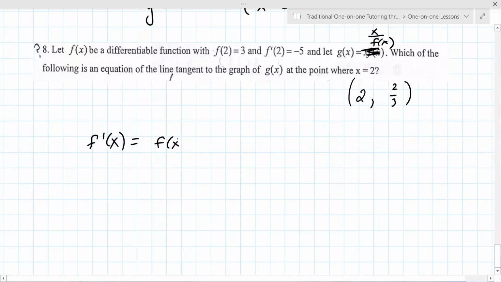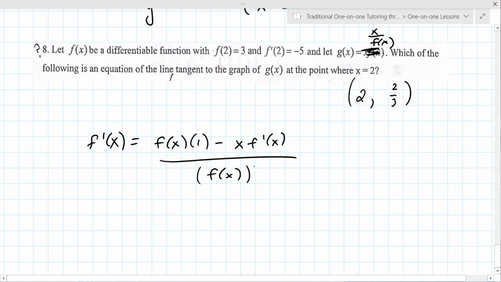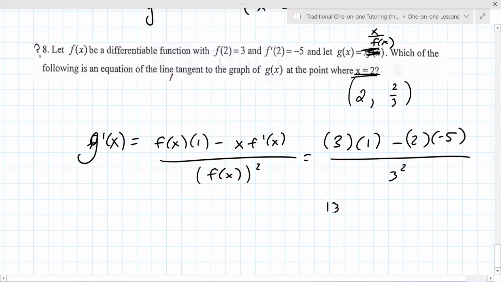So it's the bottom times the derivative of the top, which is 1, minus the top times the derivative of the bottom, all over the bottom squared. This is g prime, doing it for 2. So we need f of 2, which is 3, times 1, minus 2 times f prime of 2, which is -5. So that 13 up top is looking pretty good. And then f of 2 is 3, so that's 9 on the bottom. So I think I heard 13/9. Yes. So that is y minus 2/3 equals 13/9 times x minus 2.